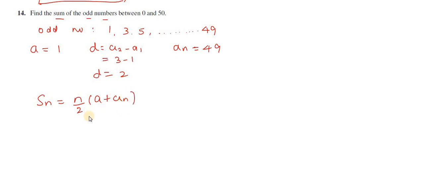Why did I take this a plus an? Because we don't know how many numbers there are. So first we need to find the n value here. How to find the n value? Actually it is very simple, because we know that there are alternate numbers from 1 to 50. So alternate numbers from 1 to 50 is nothing but n is equal to 25, you can take.